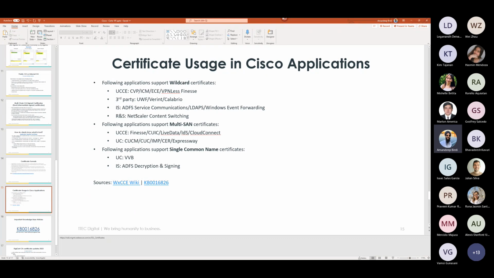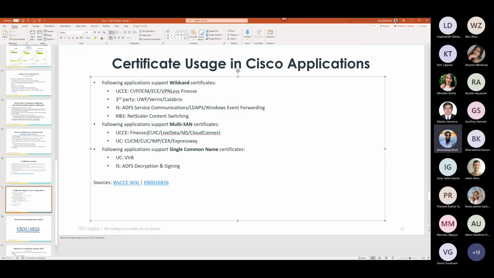RNS is using it on the NetScaler for any content switching VIPs, right? So for things like Upstream chat or ECE chat, that goes to the load balancer. They're hitting a wildcard cert on the actual NetScaler. They're not using the wildcard on the server. They're hitting the cert on the NetScaler itself.